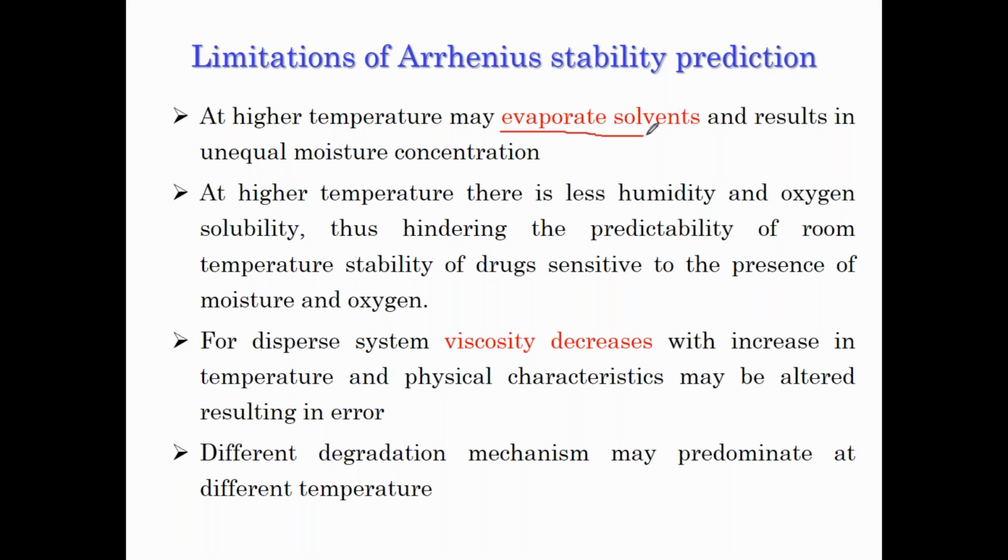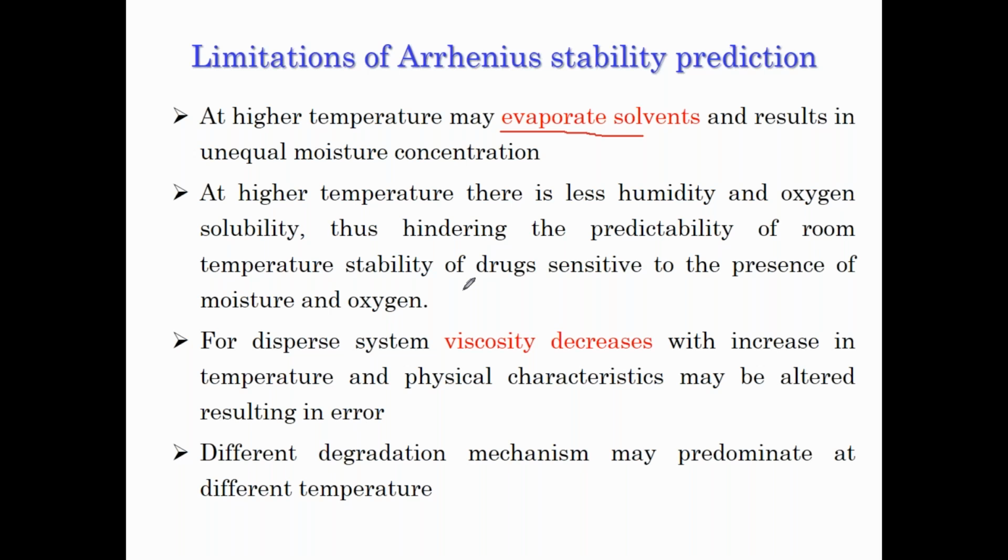If we are losing that moisture, then whatever results we get by increasing the temperature may not be the true picture. So that's one limitation. The second one is higher temperature. I think I told you yesterday also, there is a possibility that you might lose the original form of the drug molecule itself. At higher temperature there is less humidity, and oxygen solubility is also less, thus hindering the predictability of the room temperature stability.